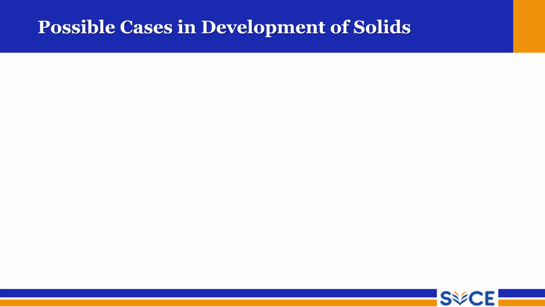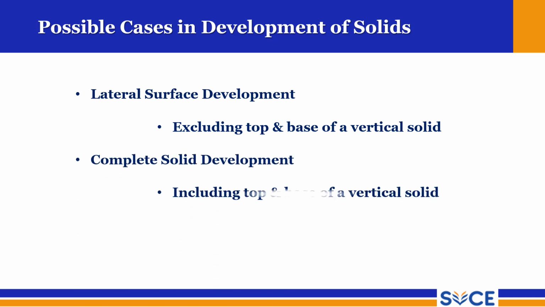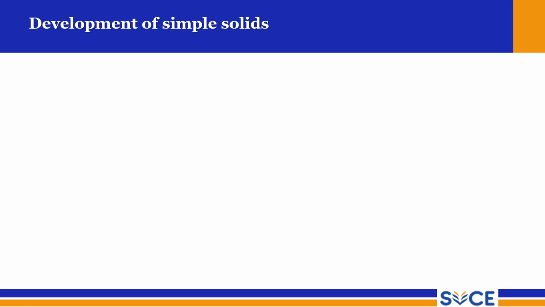So possible cases in development of solids: one is lateral surface development, another one is complete development. In lateral surface development, we can exclude the top base and bottom base, whereas in complete development we have to include them. We have to include the top and base of the solid. So these are the two possible cases.